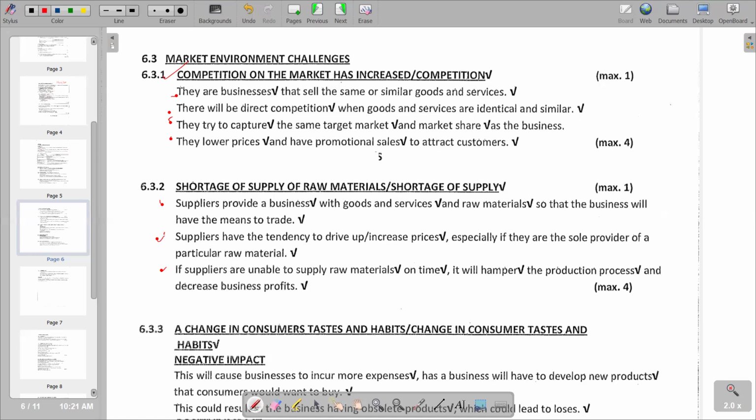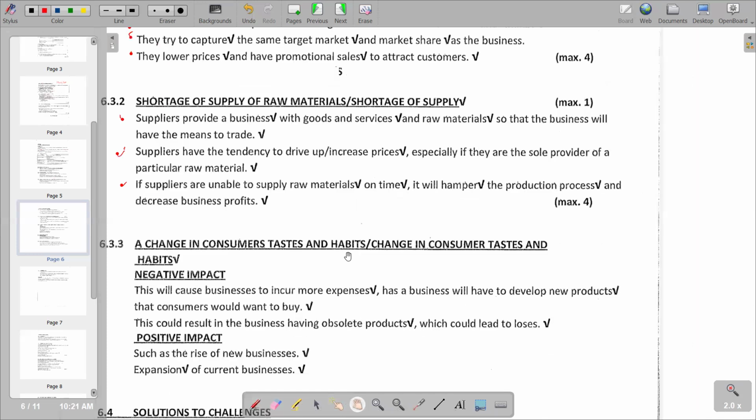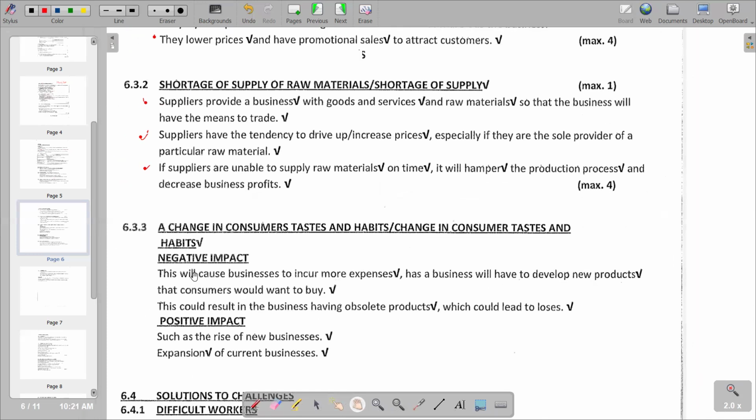And then we have the third challenge that we identified, which is a change in consumer tastes and habits. Then we can deduce the negative impacts of these changes in consumer tastes and habits, and also deduce the positive impact. So in terms of negative impact, this will cause businesses to incur more expenses.